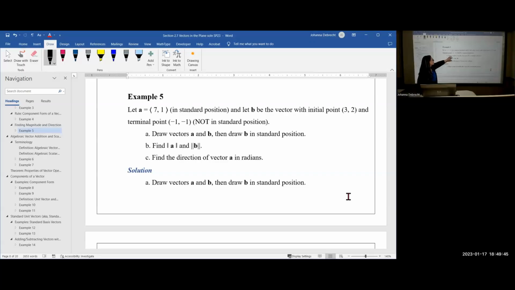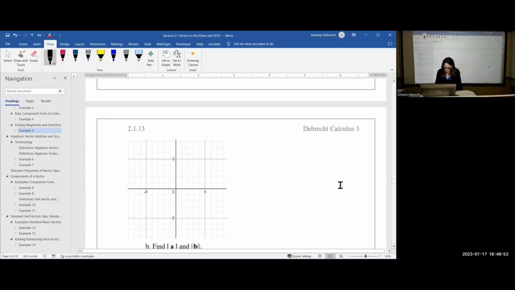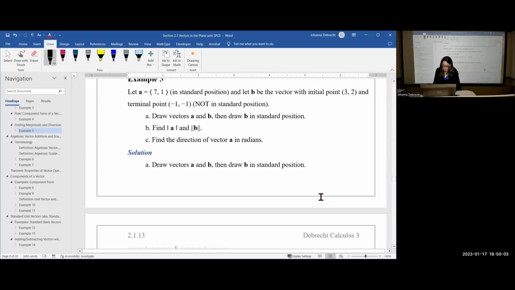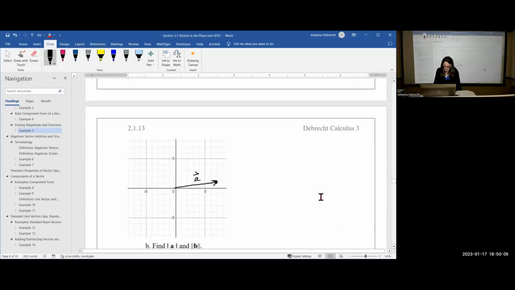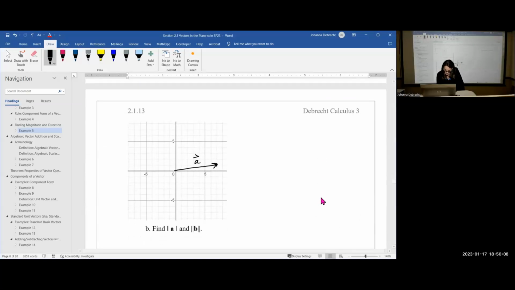All right, so let's just start with drawing the vectors. 7, 1 is the first vector. That's A. So 7, 1 would be here, and I'm just going to eyeball it this time. So this is vector A that we see right here. And vector B goes from 3, 2 to -1, -1, which is right here. So like that, all right?